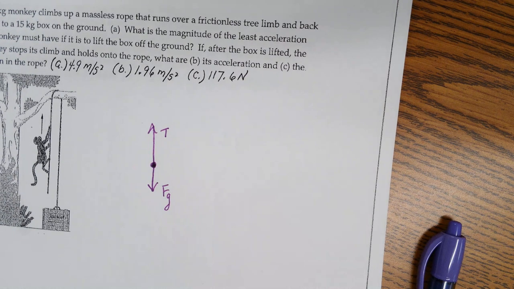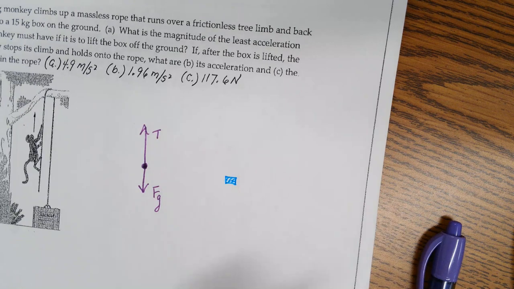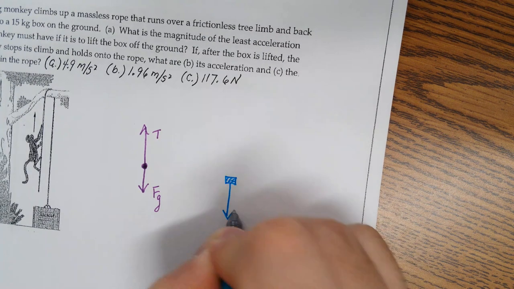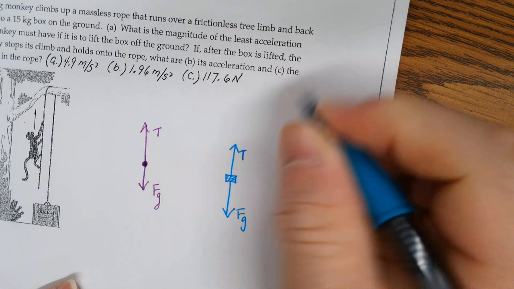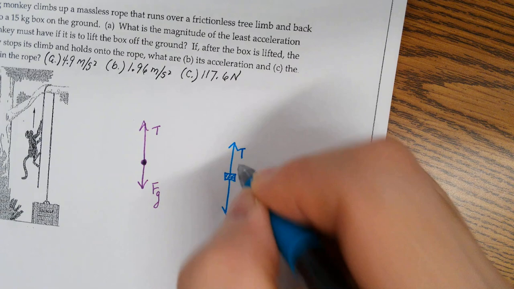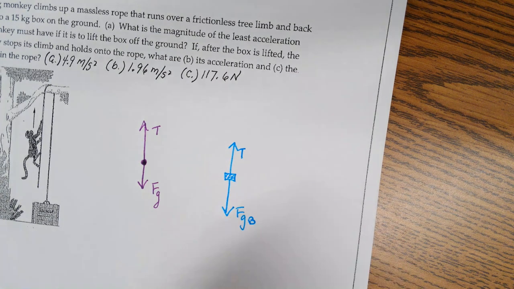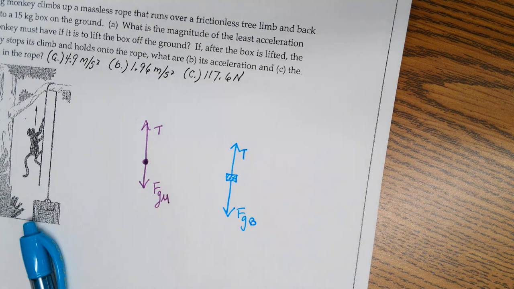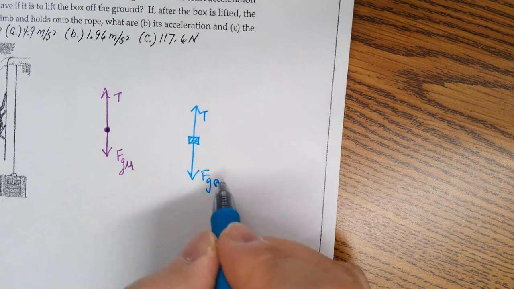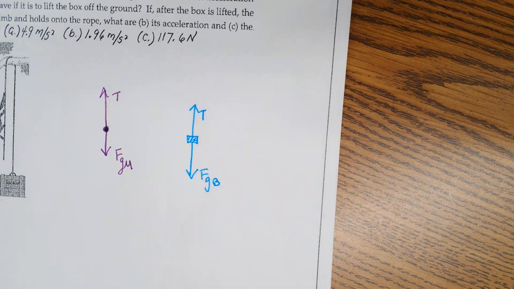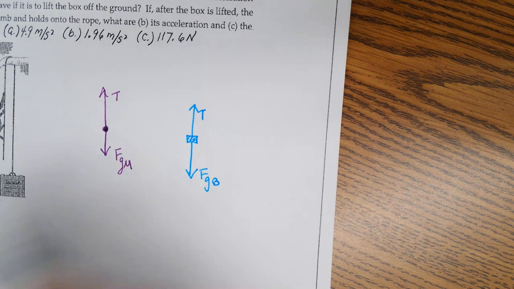So if I were to find, right, what's going on? Well, here's the box. Now, this box will have Fg, and it will also have tension going this way. Well, the tension has to be a minimum of this Fg of the box, or this is Fg of the monkey. So to create a tension that's equal to the weight of the box, the monkey has to accelerate. Let's find out how much tension that has to be.